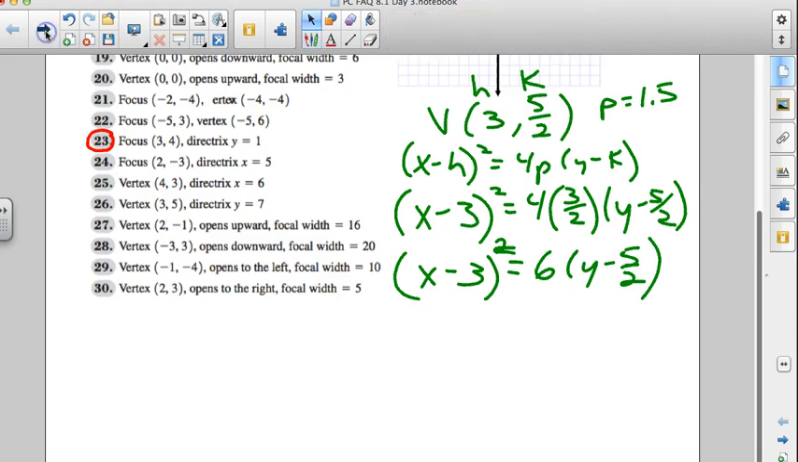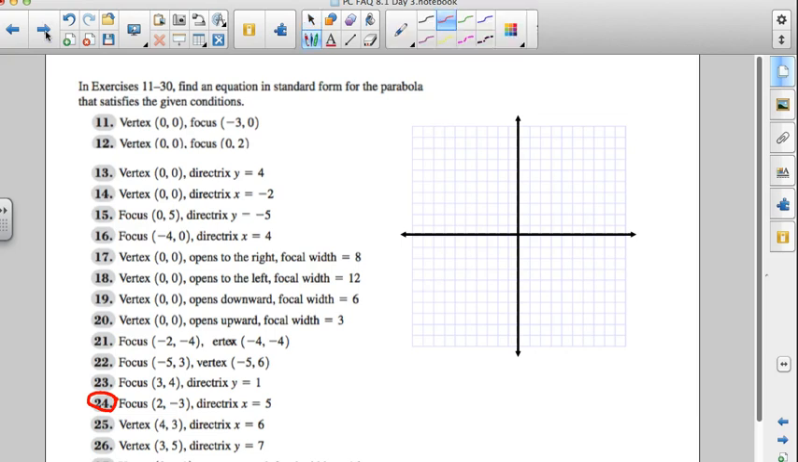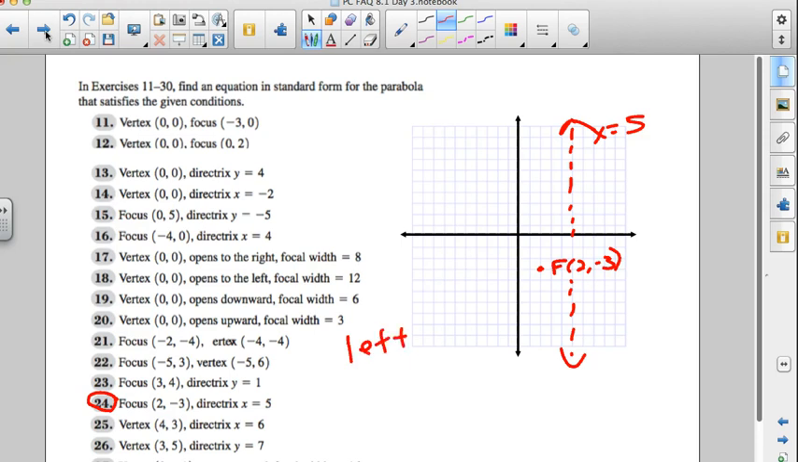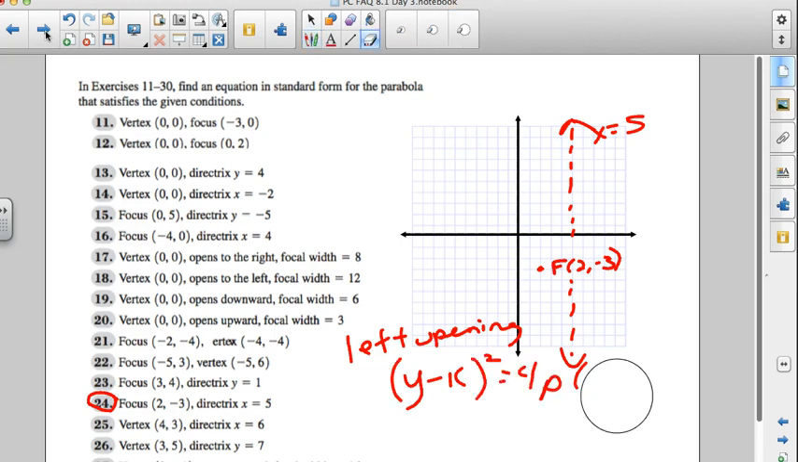Then also number 24. And number 24 is giving us the same type of information. We have a focus at 2, -3. And we have a directrix at x equals 5. And that is a vertical line. So now we can see the directrix is going to say, don't go this way, go the other way. So this is going to be a left opening parabola. And that left opening tells us we're going to have to use y minus k squared equals 4p times x minus h.